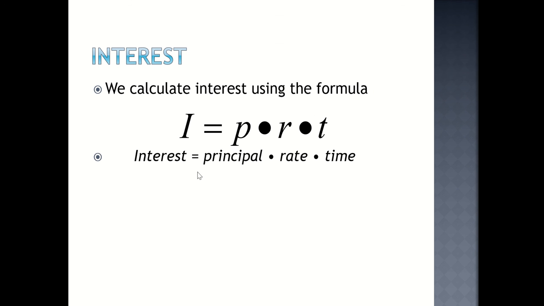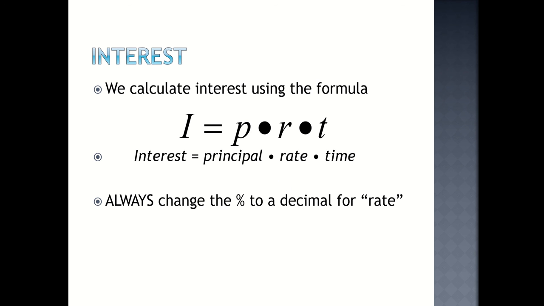And we use this formula. Interest equals principal, remember, that's the amount that you put in, multiplied by the rate in terms of a decimal. Okay, it is going to be a percent, but we're going to write it as a decimal, times time. That's going to give us our interest. There are 4 parts to this, and we're going to have 3 of the 4 every time, and we're going to have to find the missing part. Always change the percent to a decimal for rate.